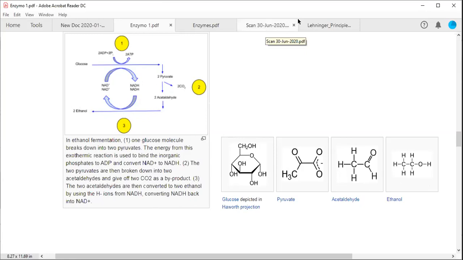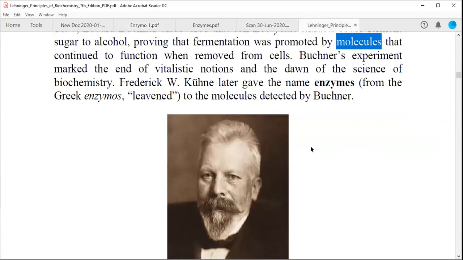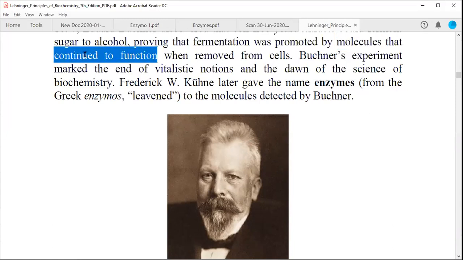Okay. But the scientists at that time, for example Edward Buchner, knew nothing about these particular enzymes or molecules which are converting the glucose into alcohol. And he told for the first time that when these molecules, or these alcohol dehydrogenase-like enzymes, are removed from the cell, they will continue to work if they are not denatured, or if there is no change in their structure. Okay, so the Buchner experiment marked the end of vitalism or vitalistic notions, and the dawn of the science of biochemistry, and since then the science of biochemistry has been started.